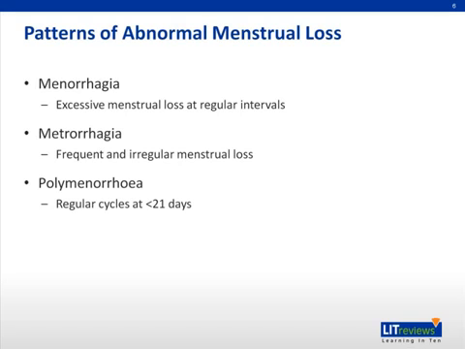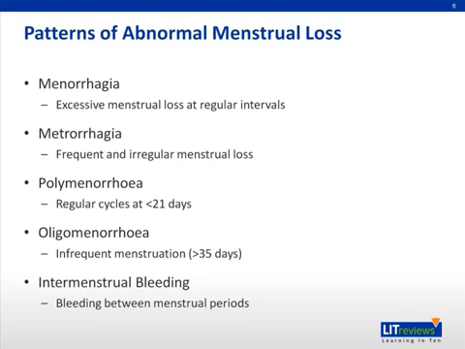Polymenorrhea means a cycle that occurs too frequently, that is less than 21 days. Oligomenorrhea means infrequent menstruation or scanty menstruation, usually occurring after gap of more than 35 days. Intermenstrual bleeding is bleeding in between the menstrual periods and has to be defined quite clearly whether it follows a cyclical pattern or not. It therefore requires careful questioning.